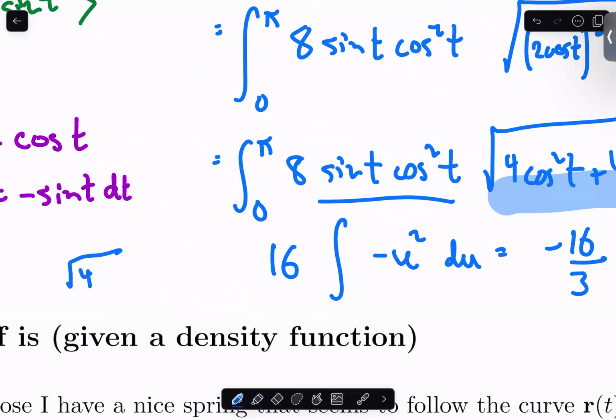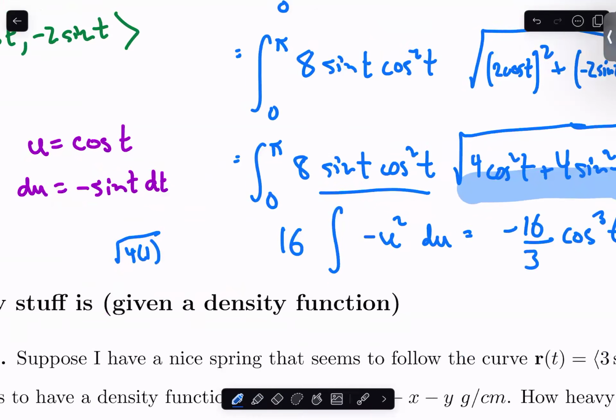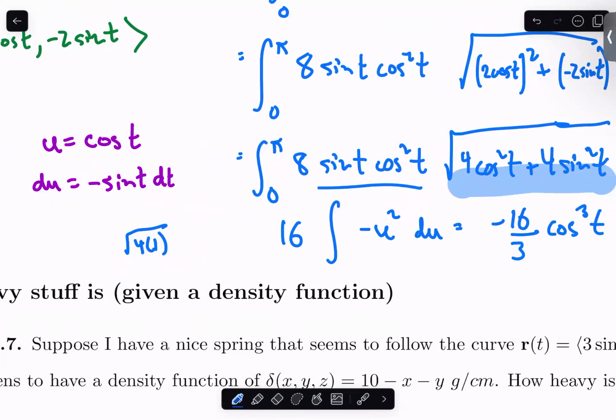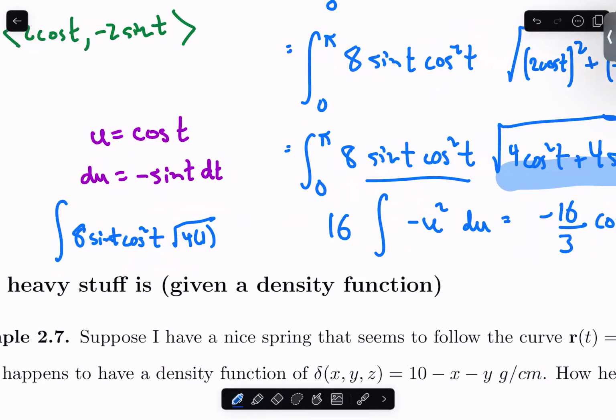So this was the square root of 4 times, again, the cosine squared plus sine squared was 1. So the square root of 4 is going to be the 2. I still have this 8 out in front and this other stuff. So the square root of 4 being 2 times the 8 gives me the 16 in total.